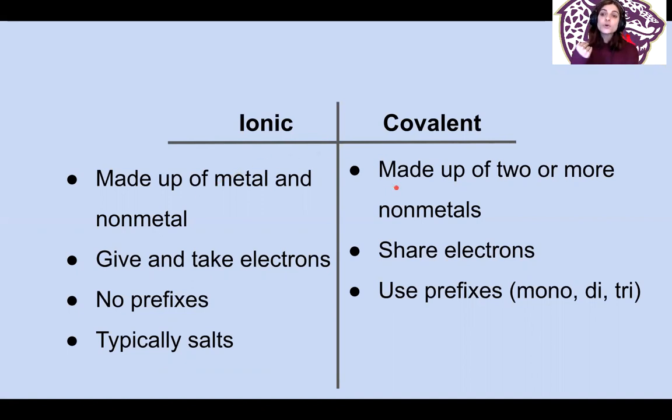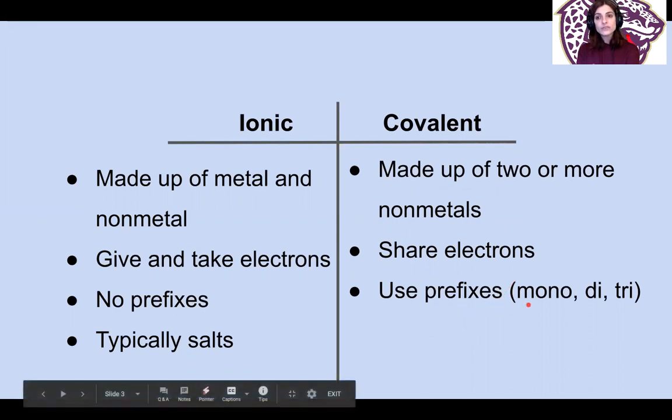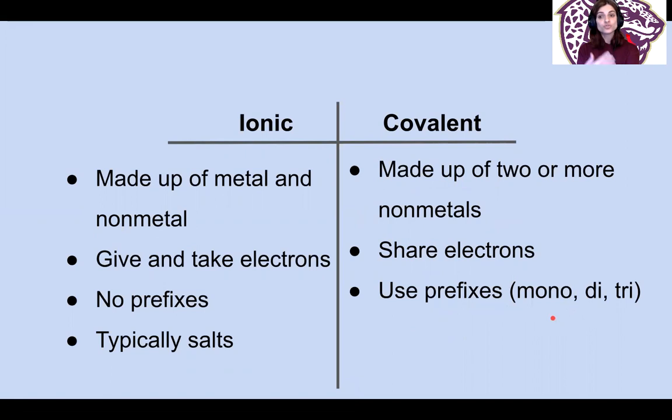Now on to covalent compounds. Covalent compounds are made up of two or more non-metals. That's important to know. Covalent compounds also share electrons, and they use prefixes in their names, like mono, di, tri, tetra. So that's important to know. Covalent does use prefixes.